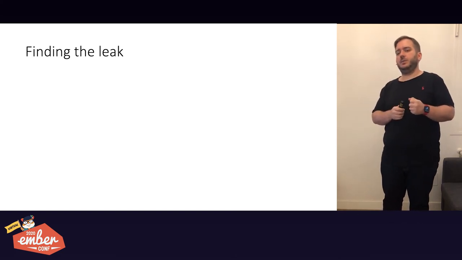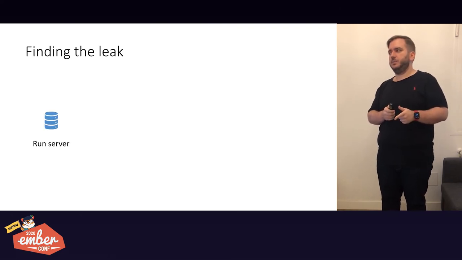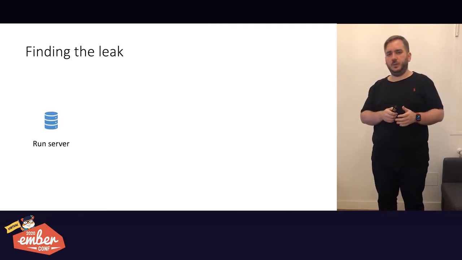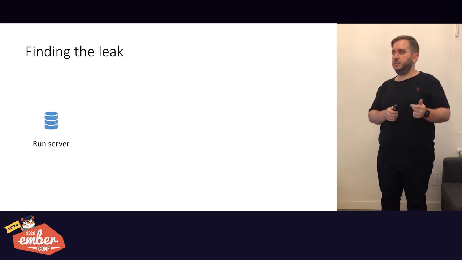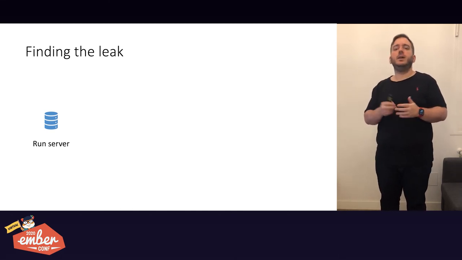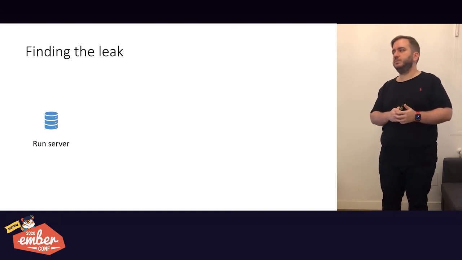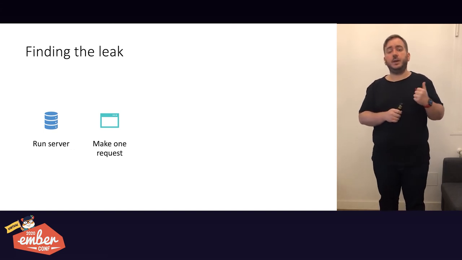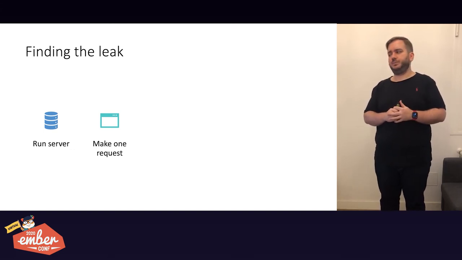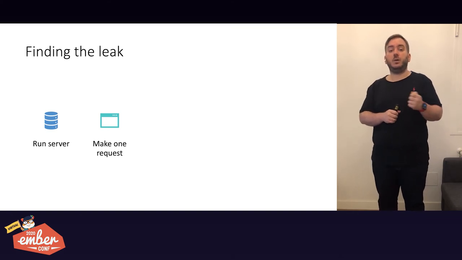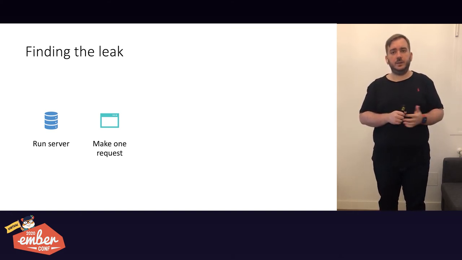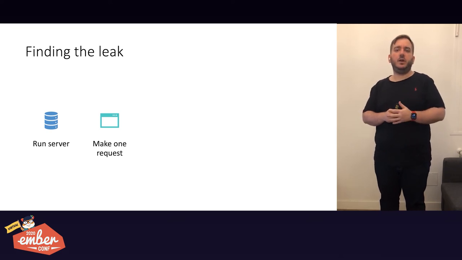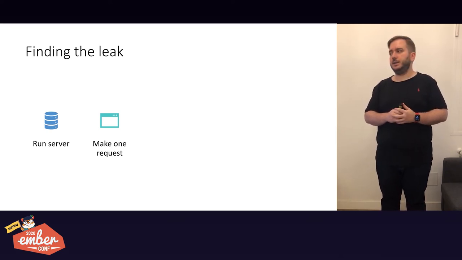For finding the leak, we followed this process. The first one is running the server. Don't forget to use inspect or inspect-brk, so you can use the Chrome developer tools with your Node instance. Then we do one request. This idea was taken directly from the three snapshot technique. We do this first request manually. This is important because sometimes you don't solve the memory leak, but break the build, and that would let you see if you are still returning a website.